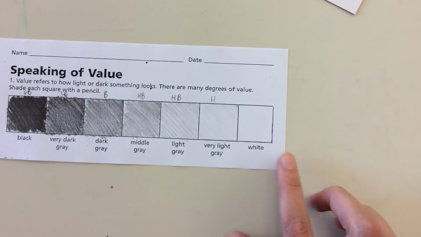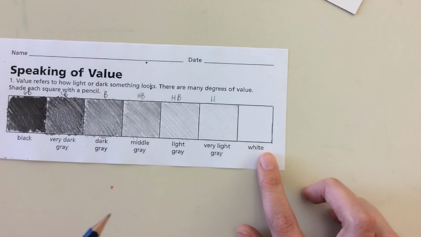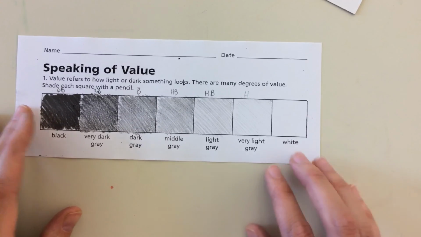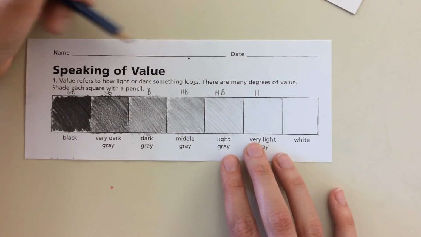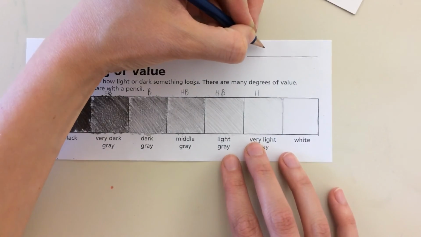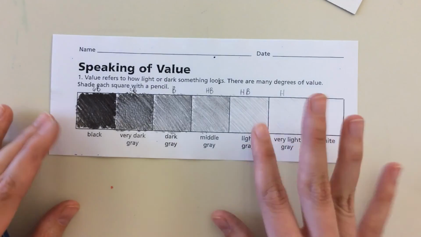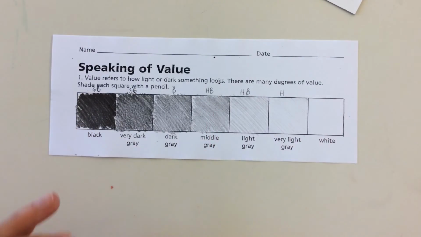Now this end here says white, so for that one, you are just going to leave it white, okay? Don't forget to put your name on top and your class section, and make sure you put this in your supply bag because you're going to be referring to this when we do our project.